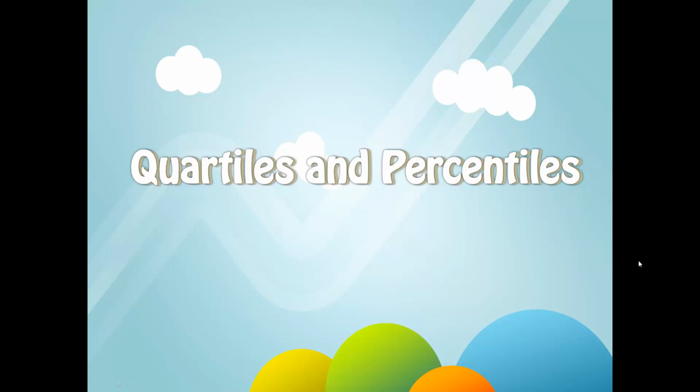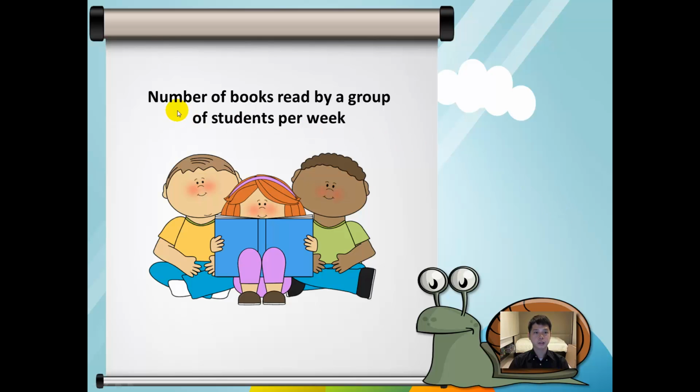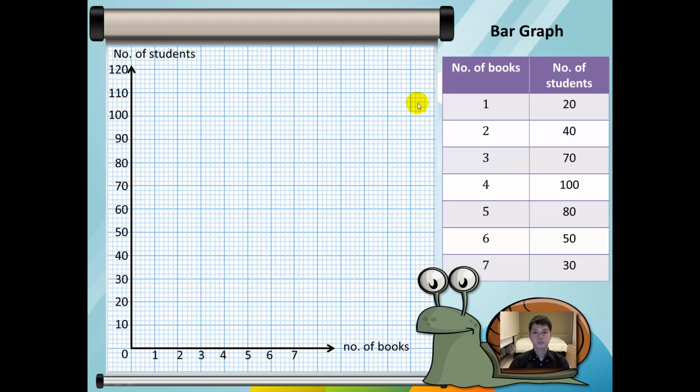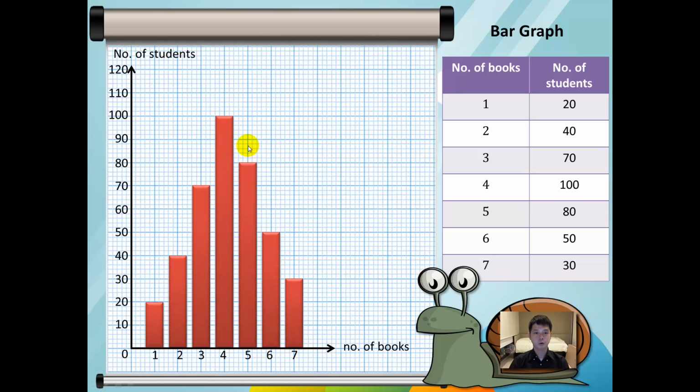In this chapter, we're going to learn about quartiles and percentiles. Before that, let us look at a set of data showing the number of books read by a group of students per week. Do you remember how to draw a bar graph for this set of data here? Yes, a bar graph will look like this. We have 20 students here reading one book per week, as shown in this table here.